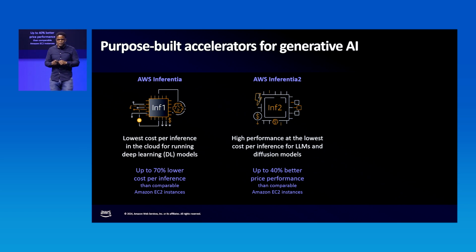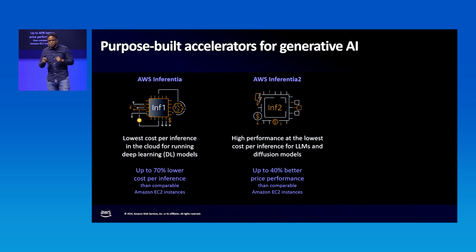We also have our AWS Inferentia 2, which is our second-generation inference accelerator that is purpose-built for your large language models and diffusion models. They offer up to 4x higher throughput and 10x lower latency compared to the previous Inferentia 1, and you can achieve up to 40% cost savings versus comparable EC2 instances.